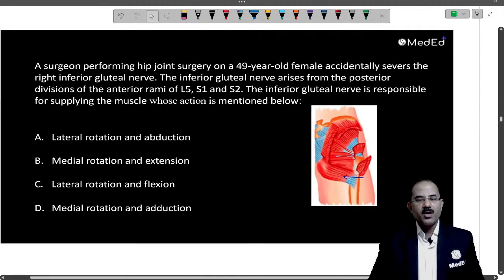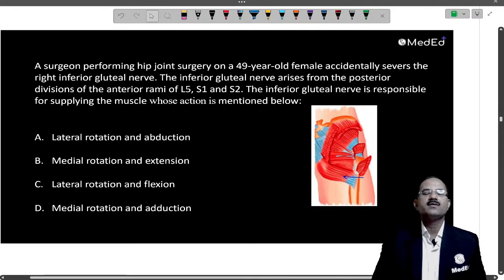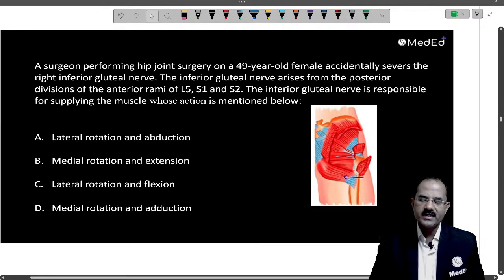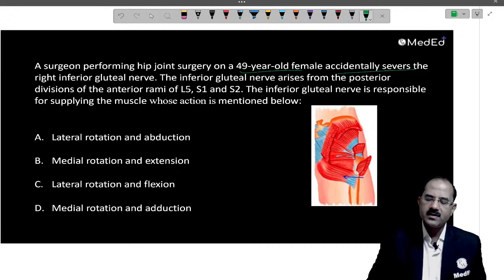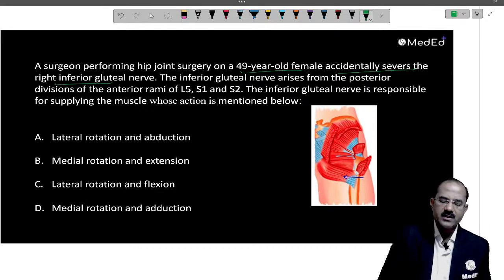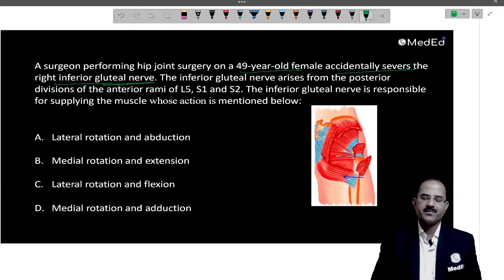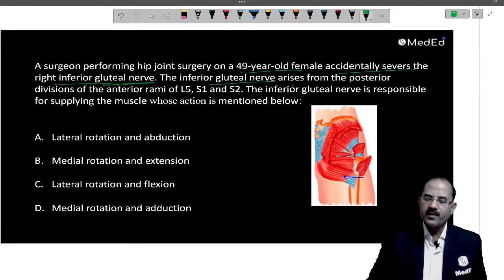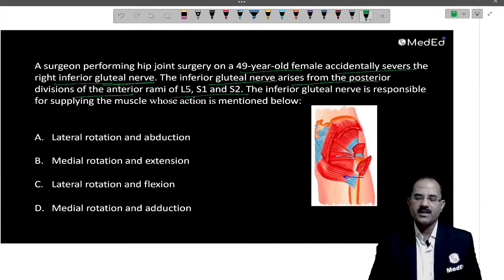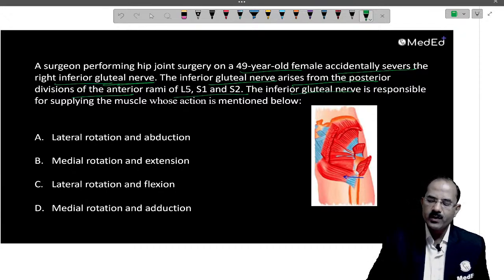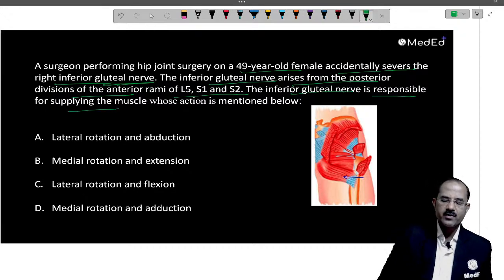Come on, can you answer this MCQ? A surgeon performing hip joint surgery on a 49-year-old female accidentally severs the right inferior gluteal nerve. The inferior gluteal nerve arises from the posterior division of L5, S1, S2.